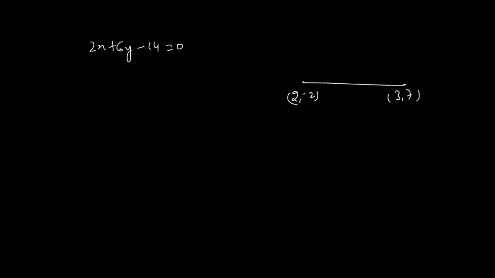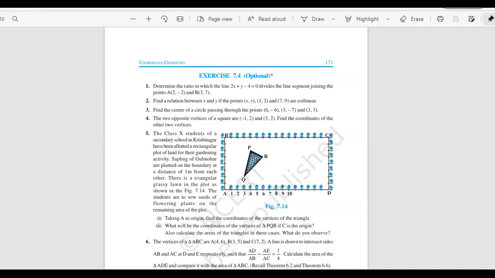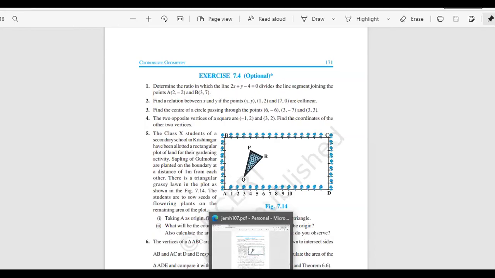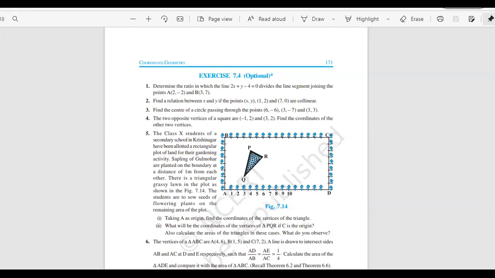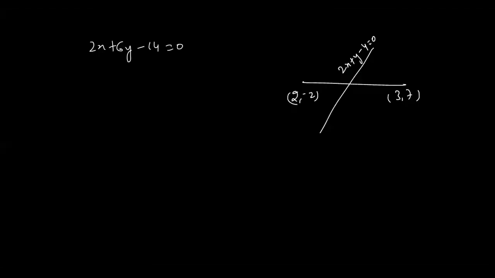Let me check it one more time. 3 comma 7, 2 comma minus 2, and the equation of a line is being given to you. This is a line segment, and it has the equation 2x plus y minus 4 equals 0. So this is the coordinate of point A, and this is the coordinate of point B.